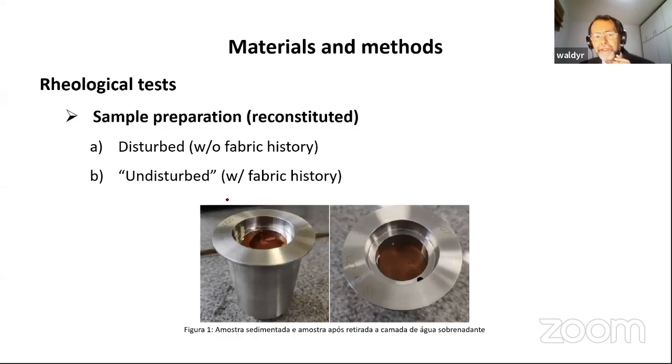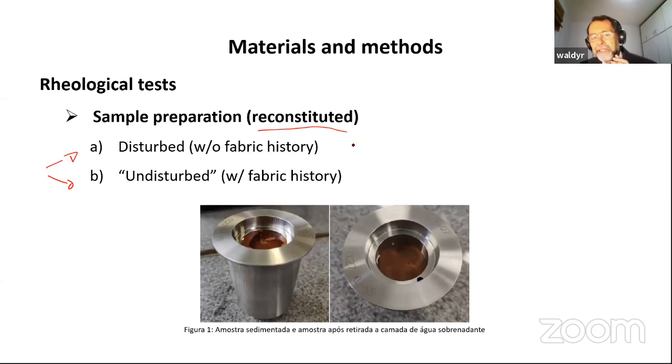So the rheological test was performed using reconstituted samples. We'd love to have undisturbed samples, the ones that could be obtained in the field. But of course, our budget wasn't that big to do this kind of work. But we don't have any problem with that. We have done this before, and I'm going to show you this is going to work. So we test two kinds of samples. One we call disturbed, and this disturbed one has no fabric history.